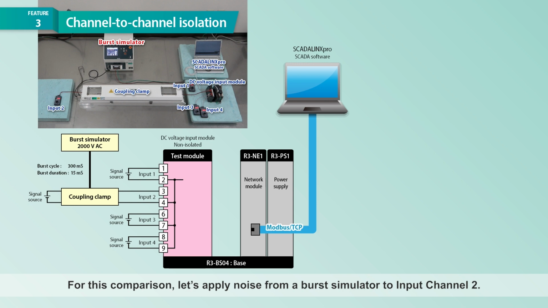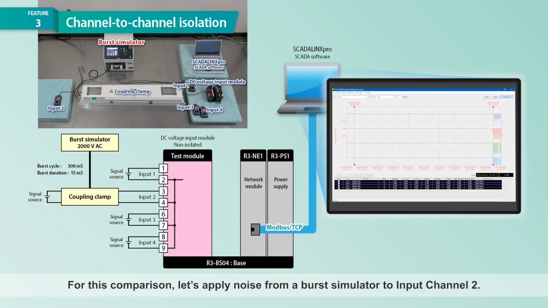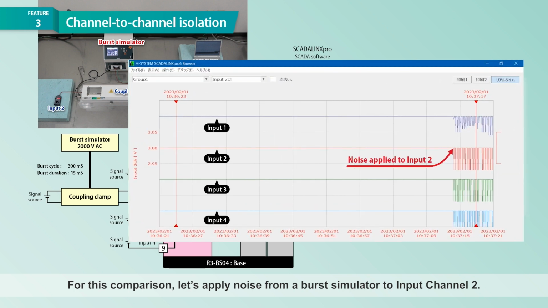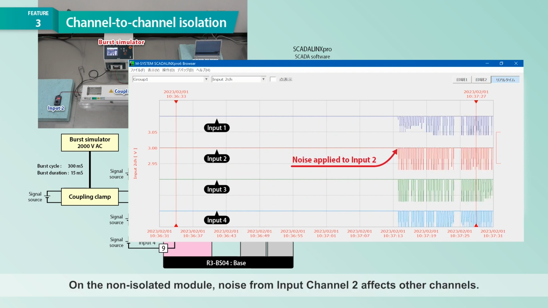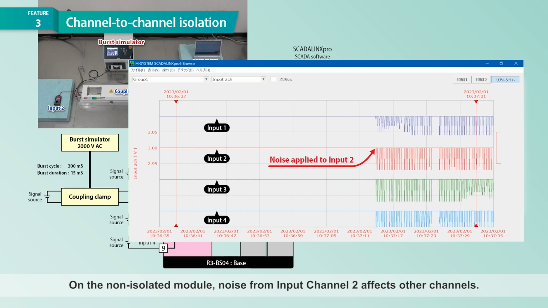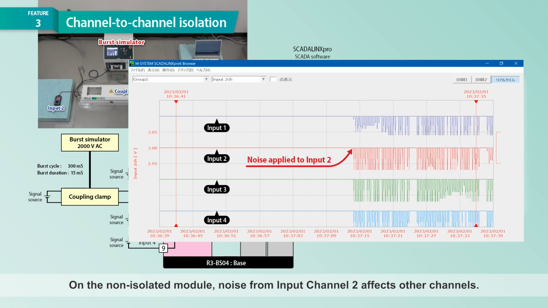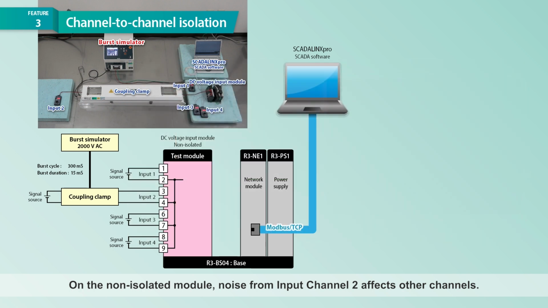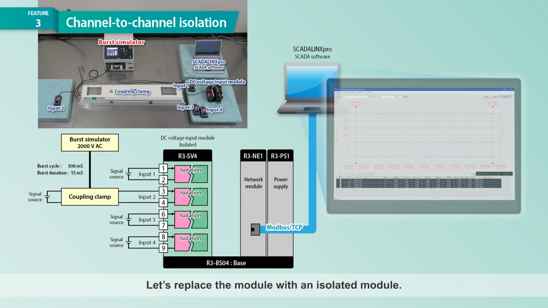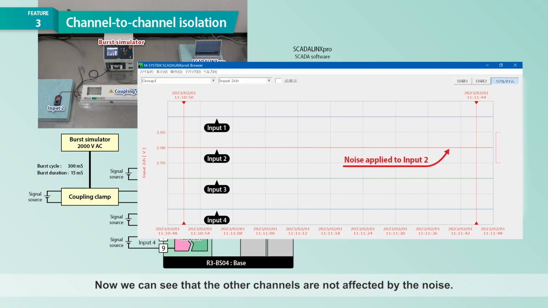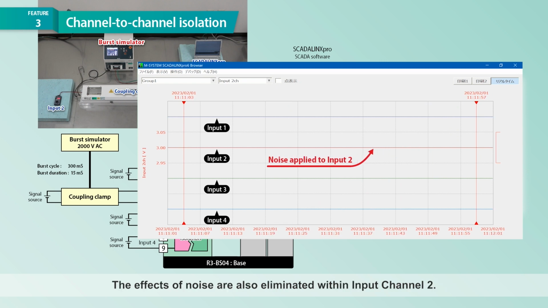For this comparison, let's apply noise from a burst simulator to input channel 2. On the non-isolated module, noise from input channel 2 affects other channels. Let's replace the module with an isolated module. Now we can see that the other channels are not affected by the noise. The effects of noise are also eliminated within input channel 2.